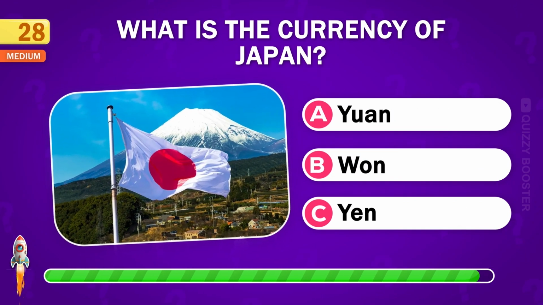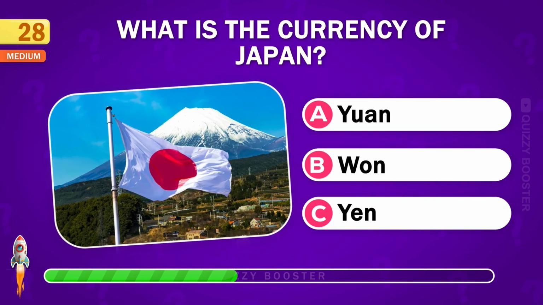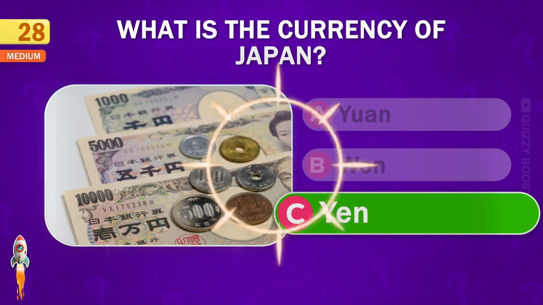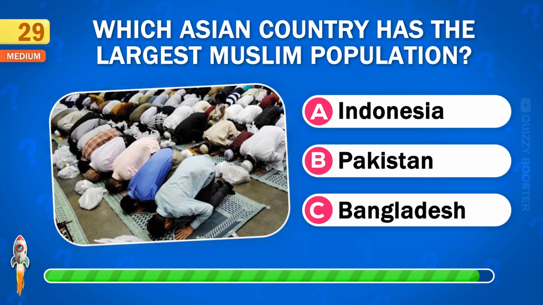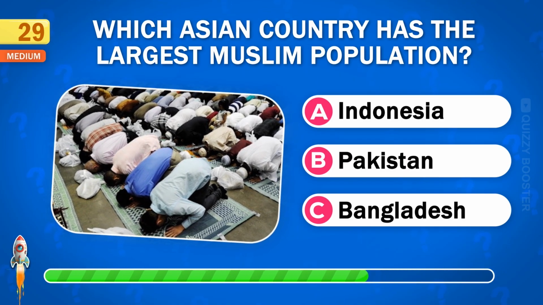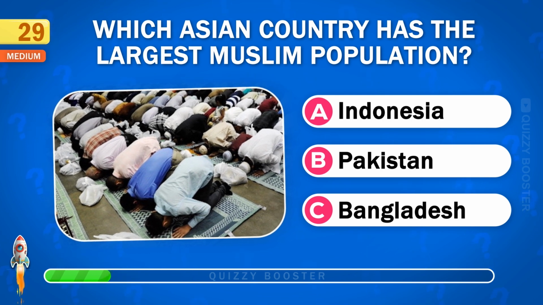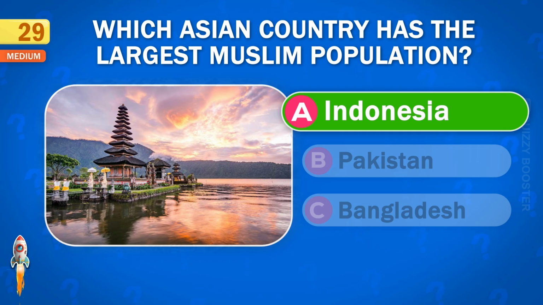What is the currency of Japan? Yen is the right answer. Which Asian country has the largest Muslim population? Indonesia, home to the world's biggest Muslim population.